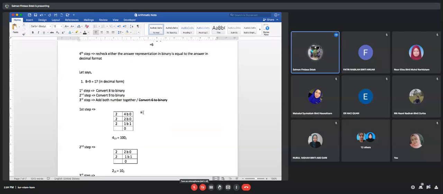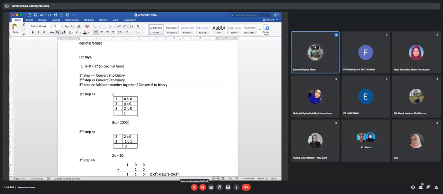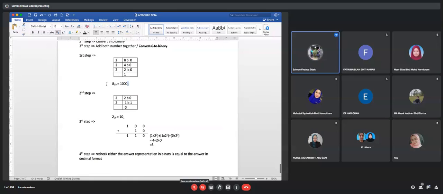First step, what do we need to do? 8 divided by 2, the answer is 4, balance 0. 4 divided by 2 is 2, balance 0. 2 divided by 2 is 1, balance 0. So 8 base 10 equal to 1000 base 2. Don't forget to put base 2 here. Then 9.